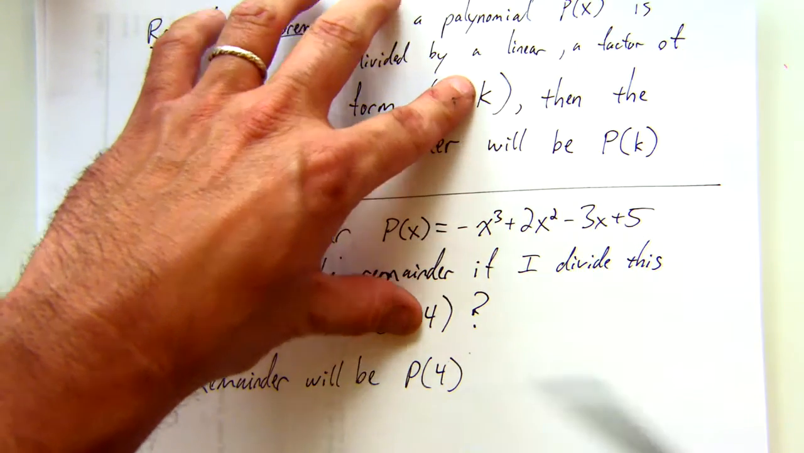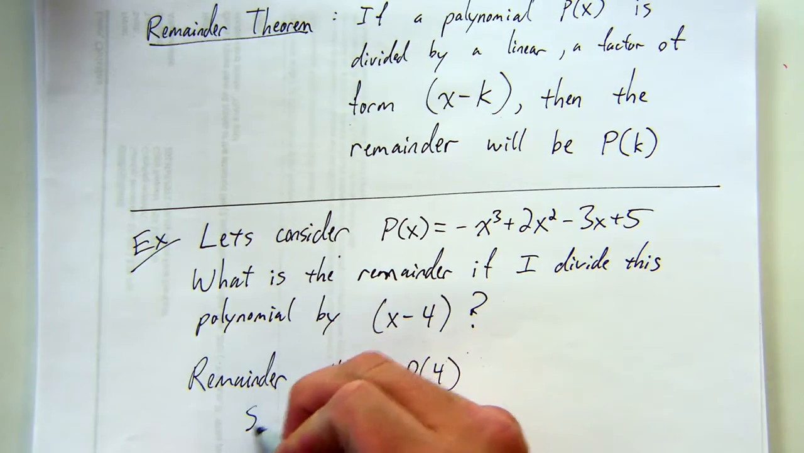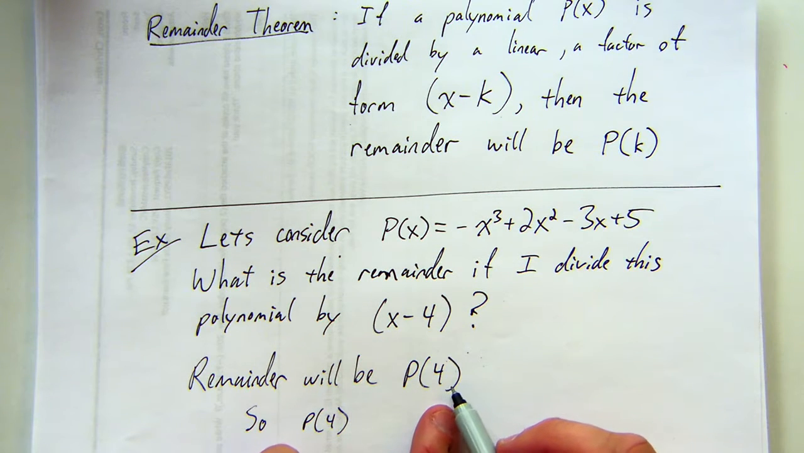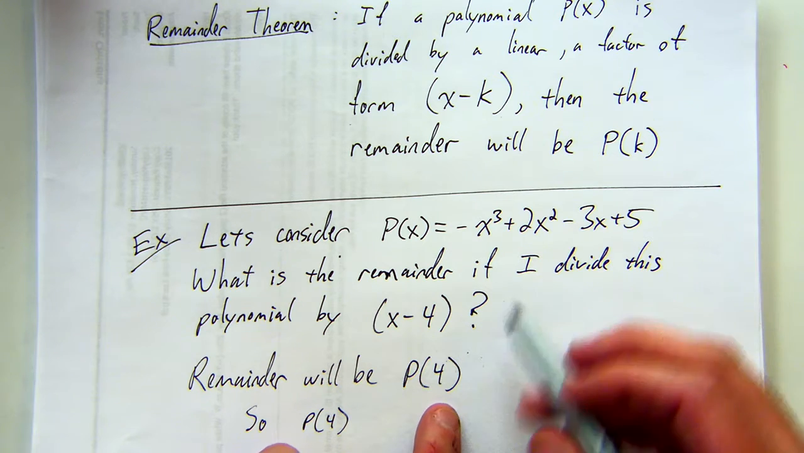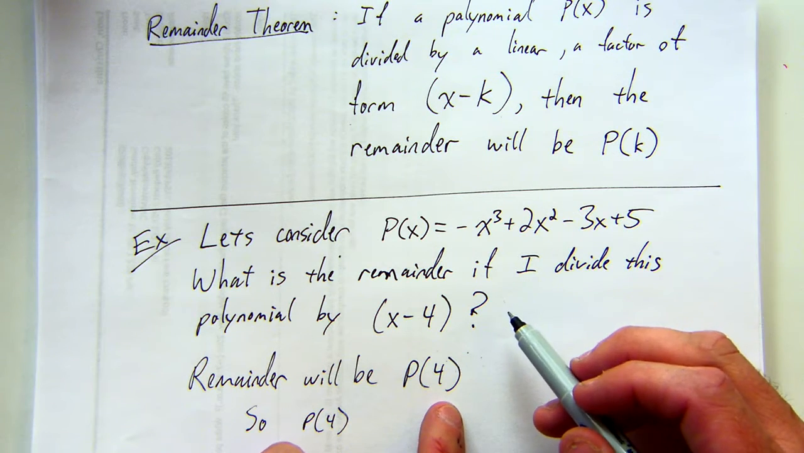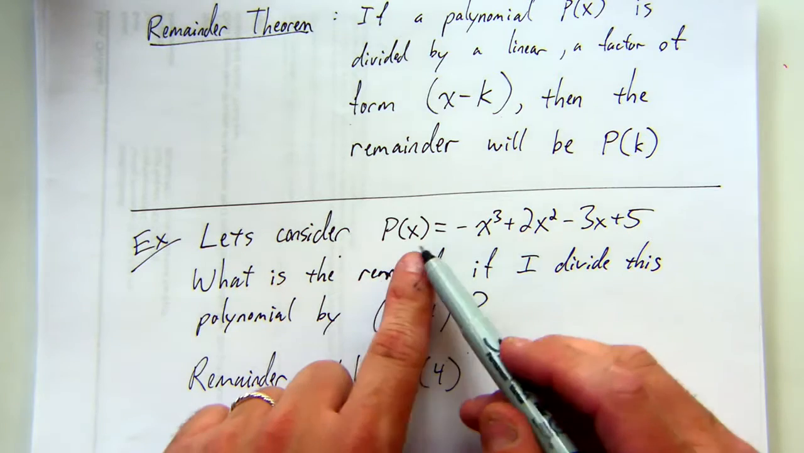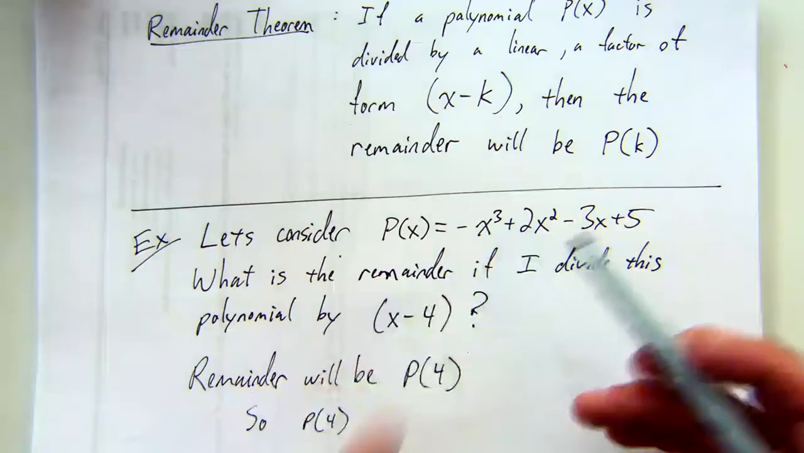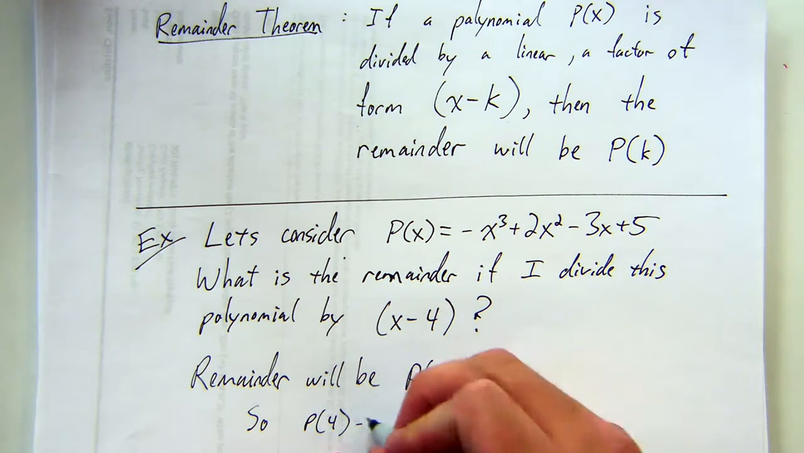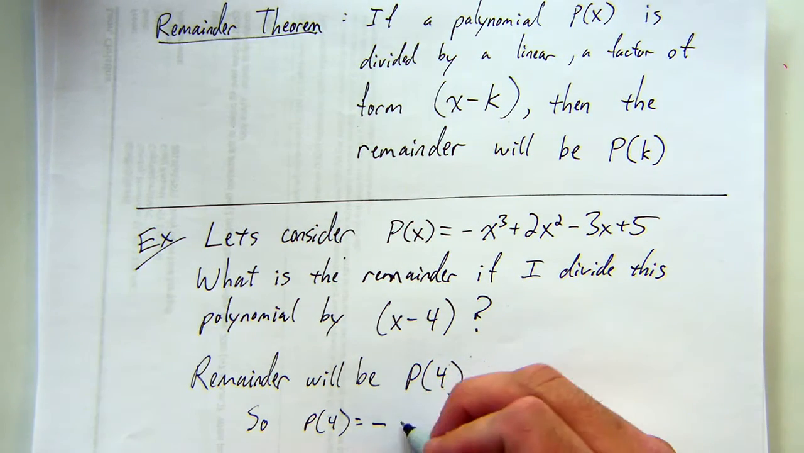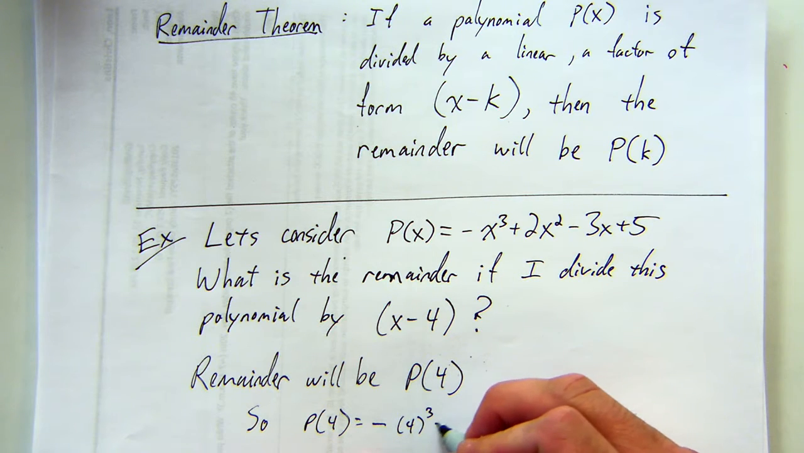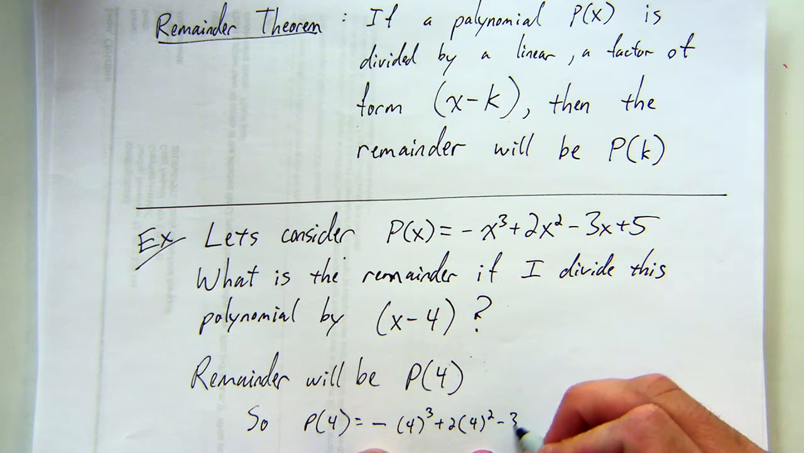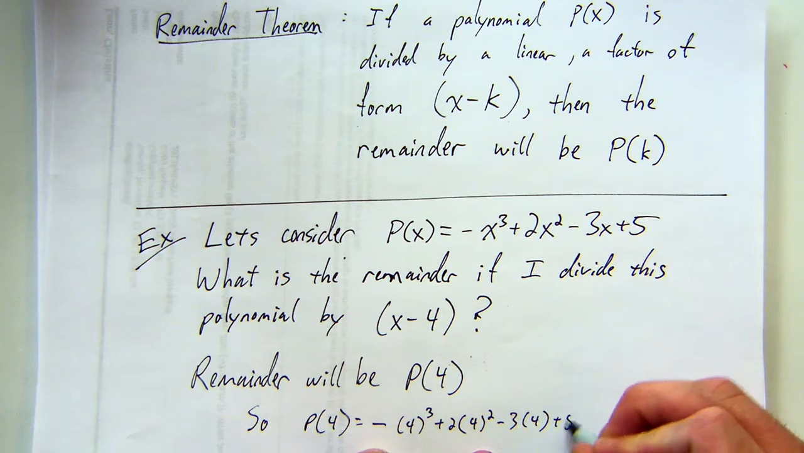So p of 4 is, that just means I'm going to do what with this 4? Plug it in. Yeah, so remember this is functional notation. It just means wherever there is an x, I'm going to plug a 4 in there. So p of 4 is going to be negative 4 cubed plus 2 times 4 squared minus 3 times 4 plus 5.